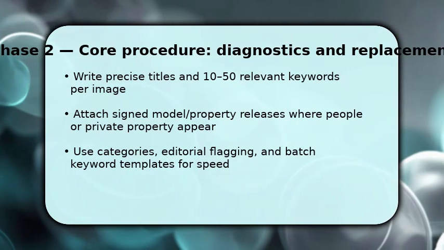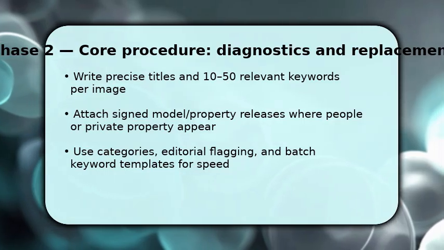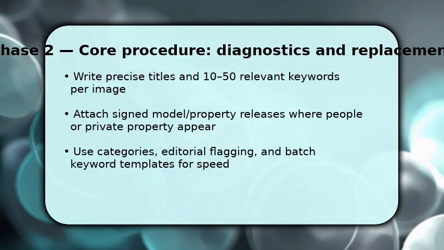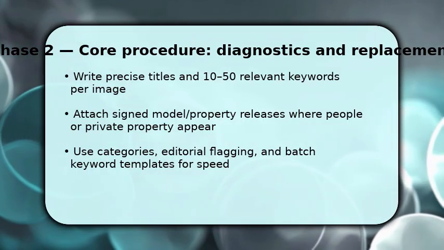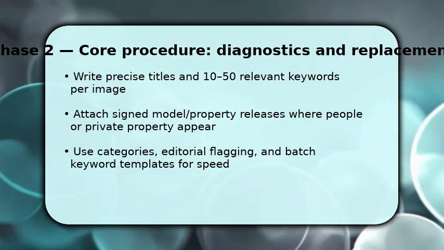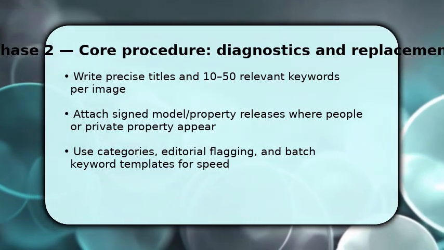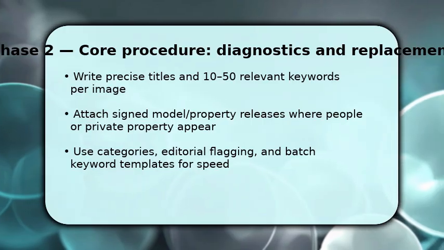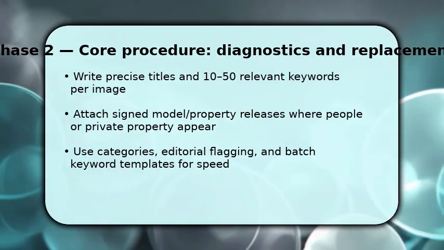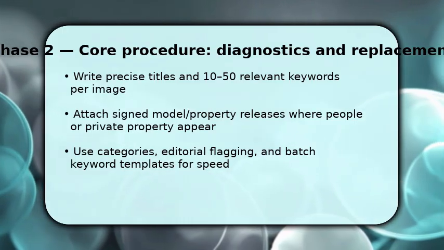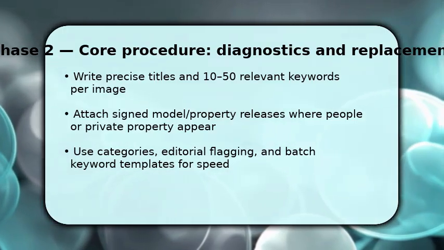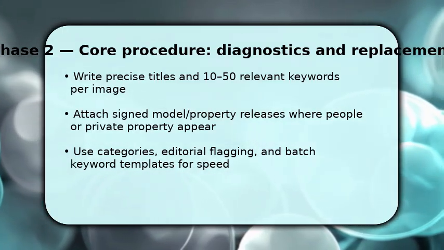Now you optimize how Shutterstock discovers your work. Write concise, accurate titles and add 10 to 50 keywords focusing on primary subjects first, then secondary elements and moods. This improves search rank. If people or private property appear, upload signed releases to prevent legal holds and widen licensing options. Use categories and batch keyword templates to maintain consistency. Doing so saves time and boosts relevance.